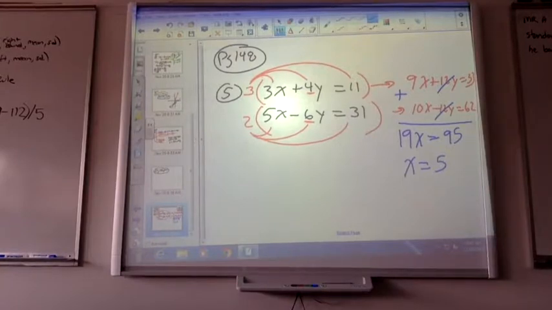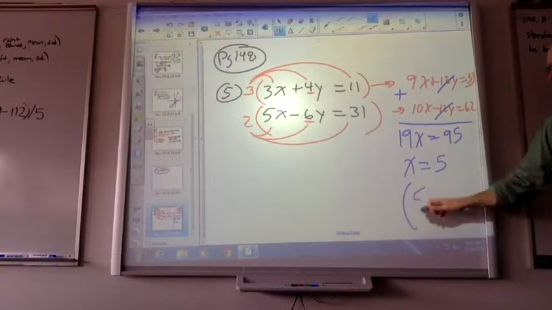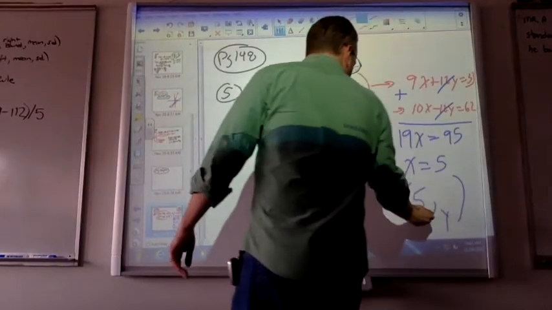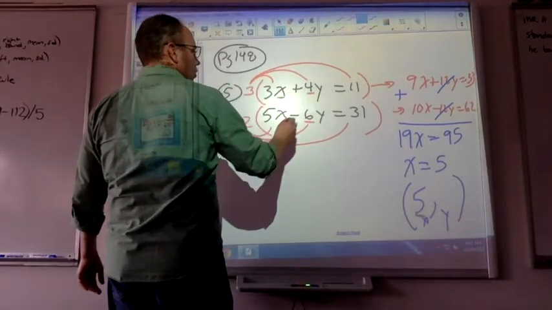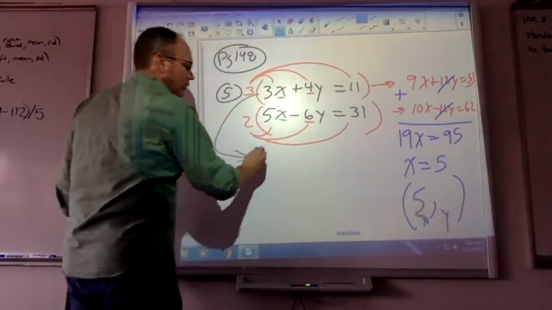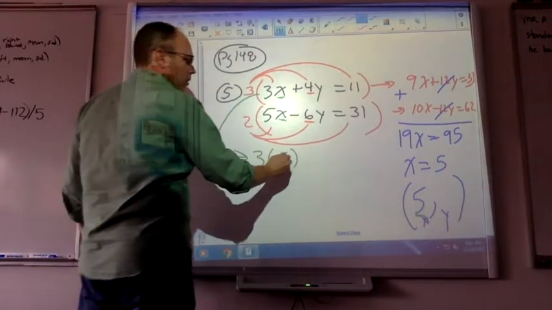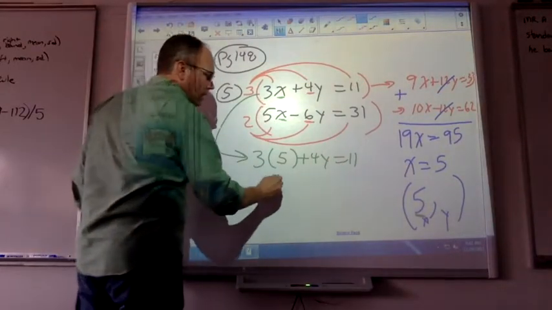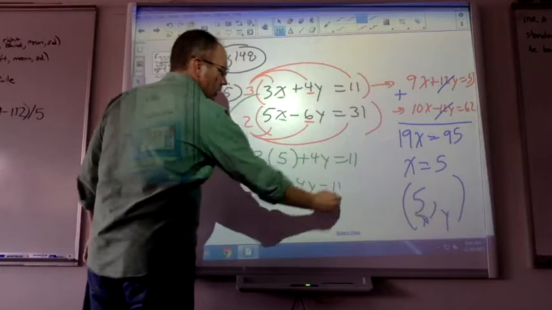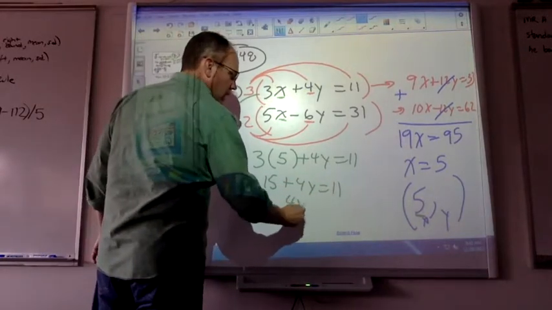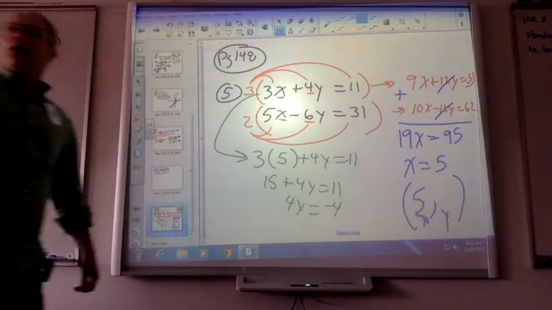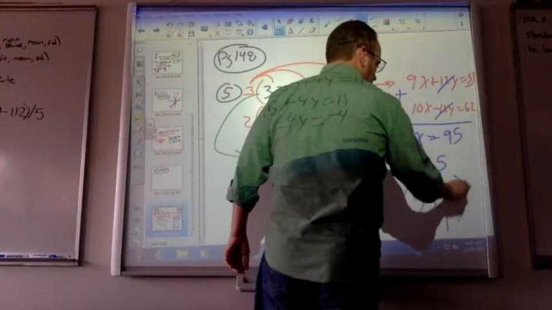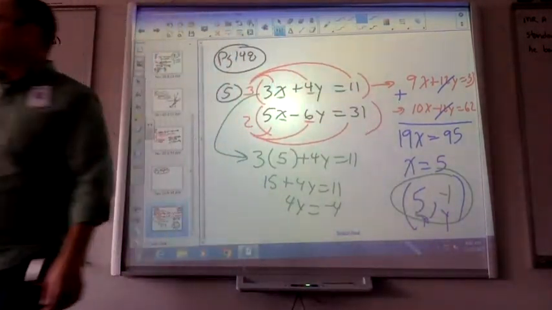We don't have y yet, so we have 5 comma, let's figure out our y value. I'm going to take that 5 and plug it in either here or here. Doesn't really matter, so I'll just take the top one. So I get 3 times 5, plus 4y equals 11. So that's 15 plus 4y equals 11. Subtract the 15, so I get 4y equals negative 4. So what's y equal to? Negative 1, thank you. There we go.